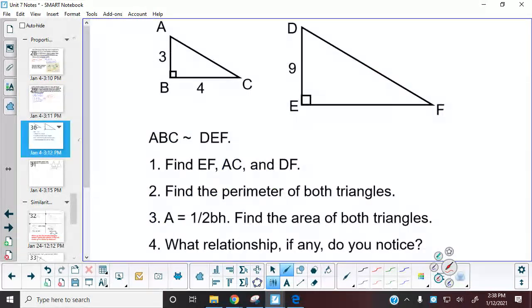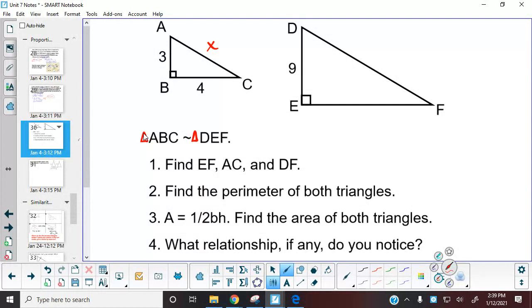So this here is supposed to have the symbols for triangle. It appears that I forgot to go back and type those in. So we have triangle ABC is similar to triangle DEF, and we are supposed to find EF, AC, and DF. So let's start first off by figuring out this missing length here.